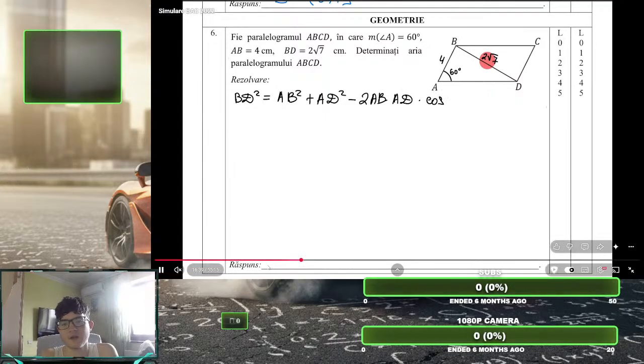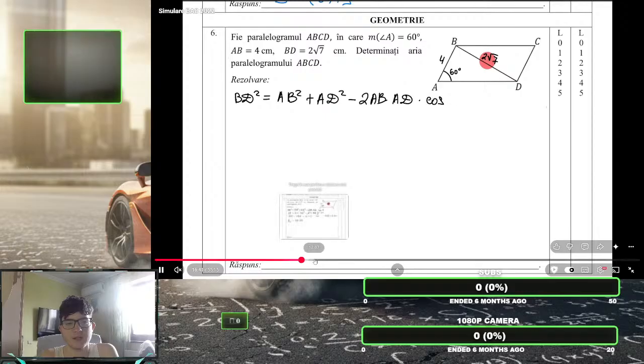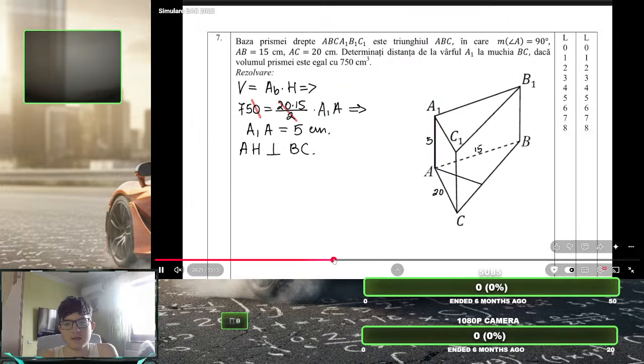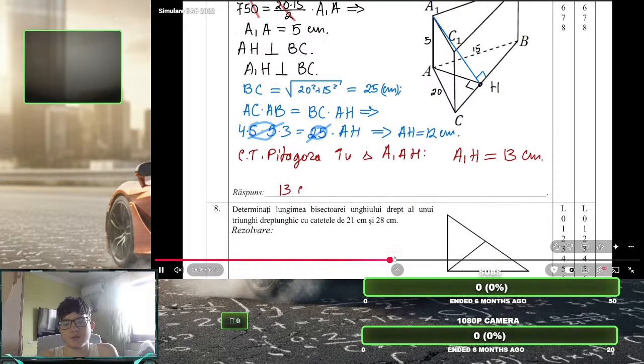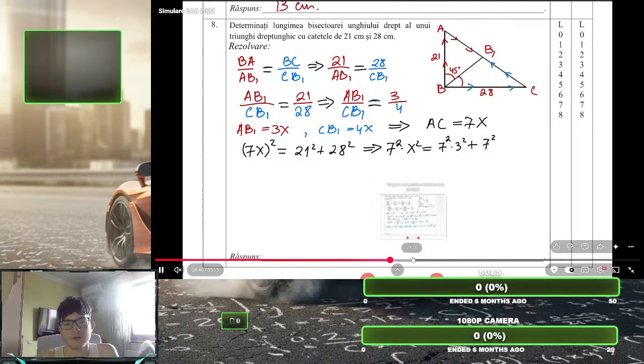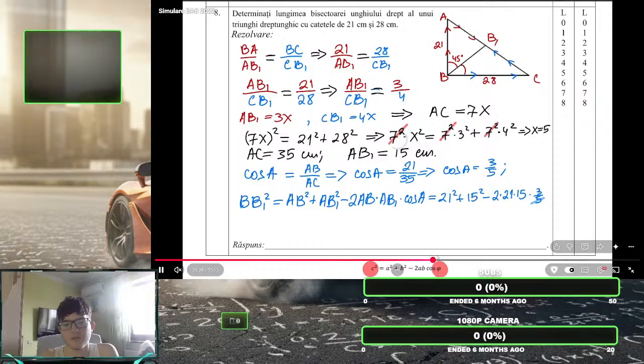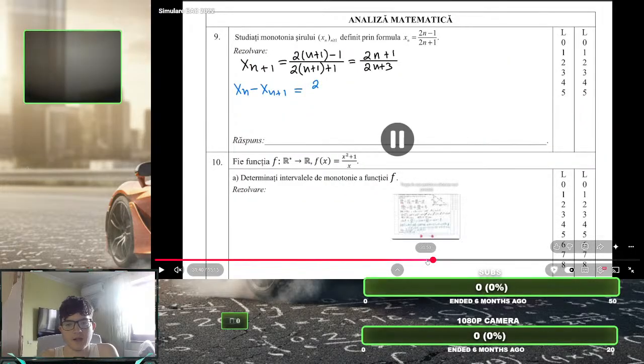And what is this 2AB? This one's hard. Skip this. What is this with the lines? I don't get the cos stuff here.